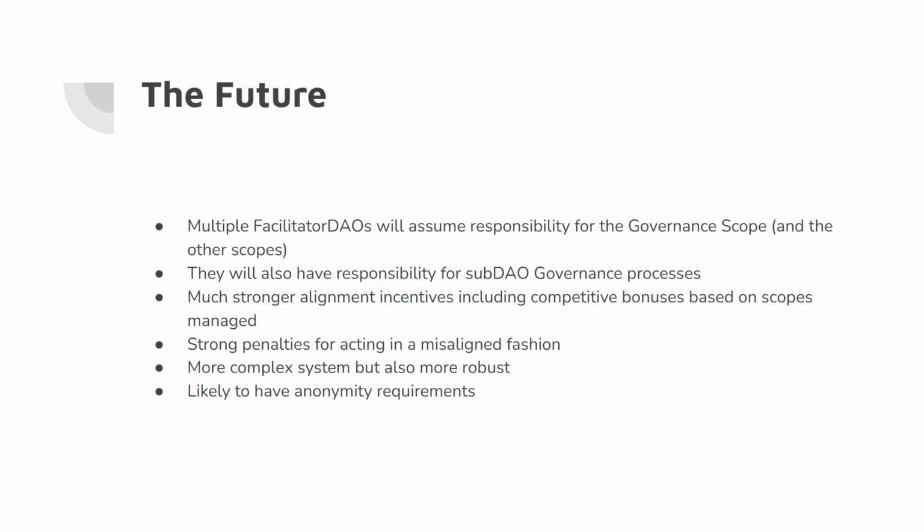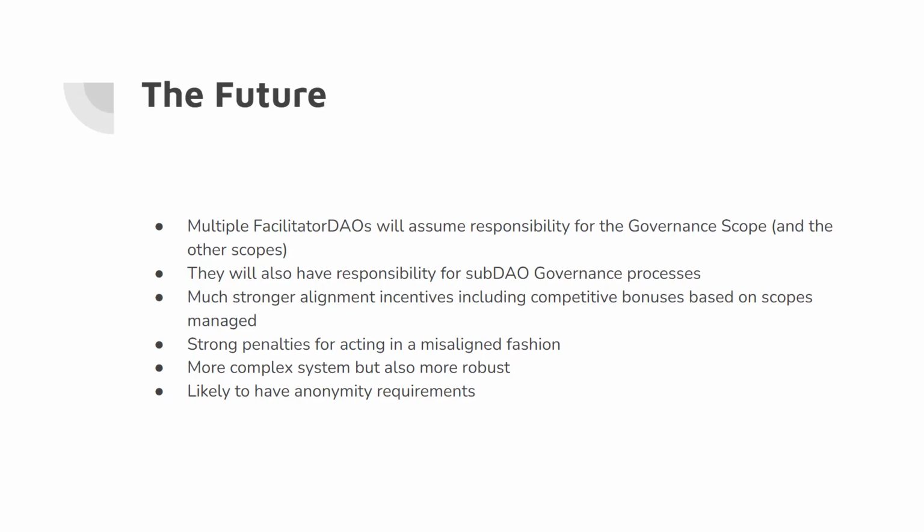So you might have one that's focusing on support scope, and then you might have one that's managing two or three different sub-DAOs' governance processes. But every single facilitator DAO, regardless of the other stuff they're doing, is responsible for the governance scope. It all gets tied together. And this is where all of those actions are supposed to be aligned. So they will also have responsibility for DAO governance processes.